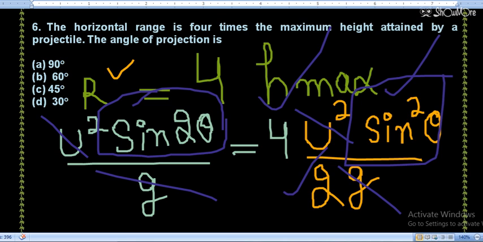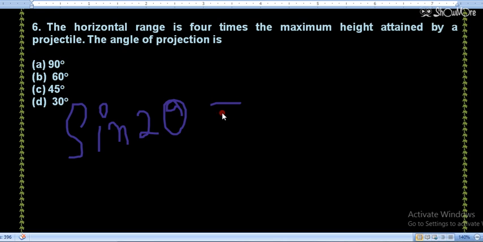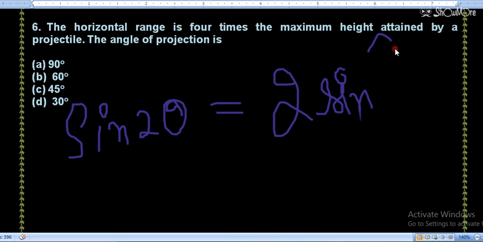Wait for 1 minute. This is 4 by 2. So I am erasing this one, you can note down. So we are left with two terms, that is sine 2 theta. So sine 2 theta is equal to 4 by 2 was there. So 4 by 2 means 2 sine square theta. So this was the relation. So it was sine square theta. So now what we can do? Sine square theta, sine, okay, cos.